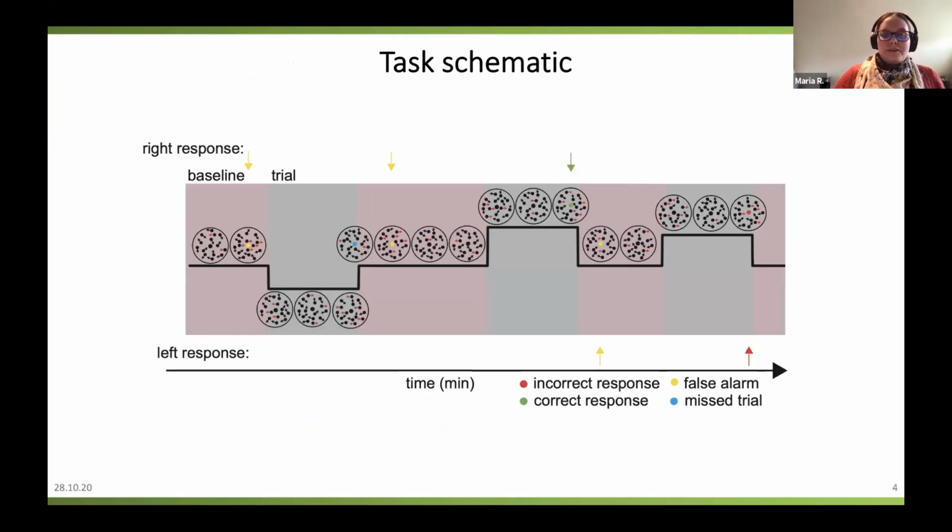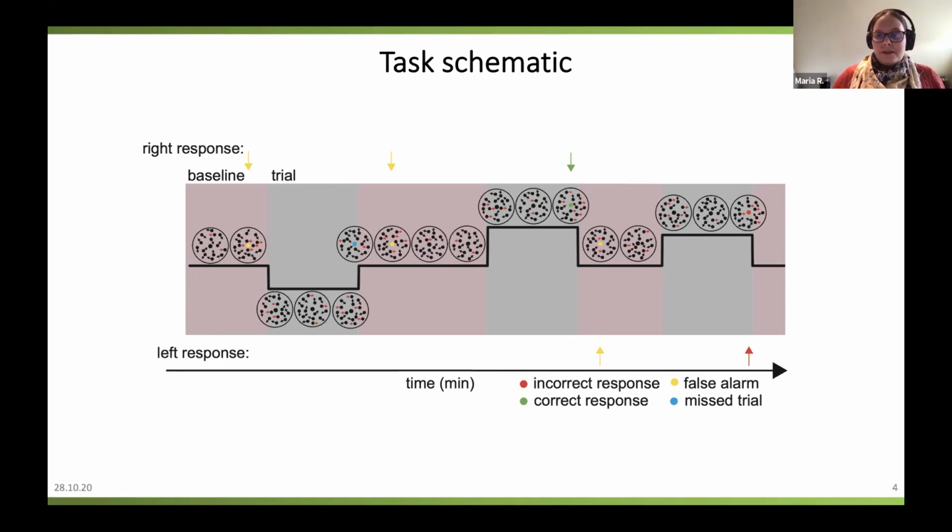This is a schematic of the task, and this black line, this is the signal, and this can be either in a baseline period or in a trial period every time the signal deviates from the baseline. So for example, here it goes down. That would be a response to the left, because here on average, we look at those and those, the motion goes on average more to the left than to the right.